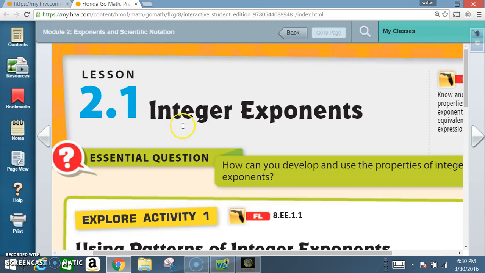Lesson 2.1, Integer Exponents. Essential question: how can you develop and use the properties of integer exponents?